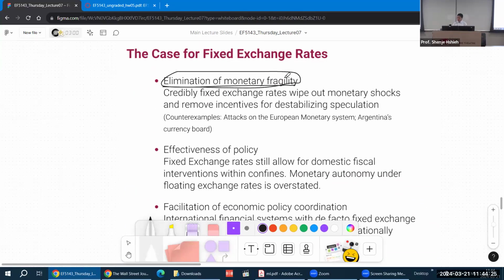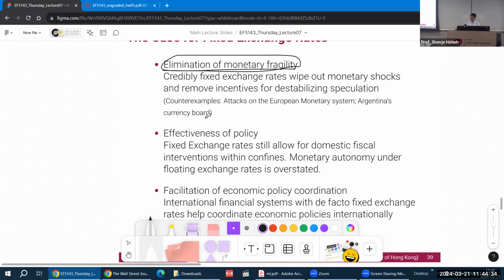Monetary fragility is also eliminated because there's no volatility in money supply anymore, right? It's all predictable. And so people can argue that it's good. Some people may argue that's good.